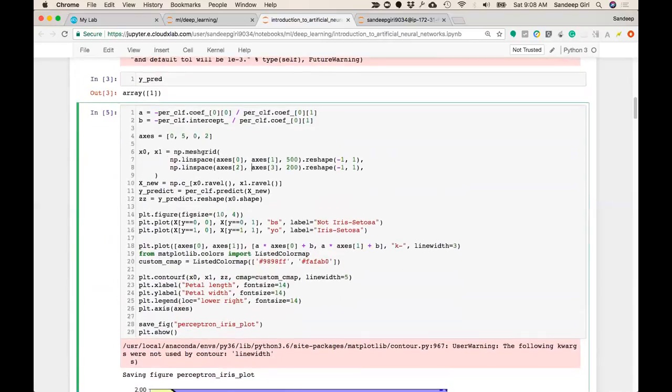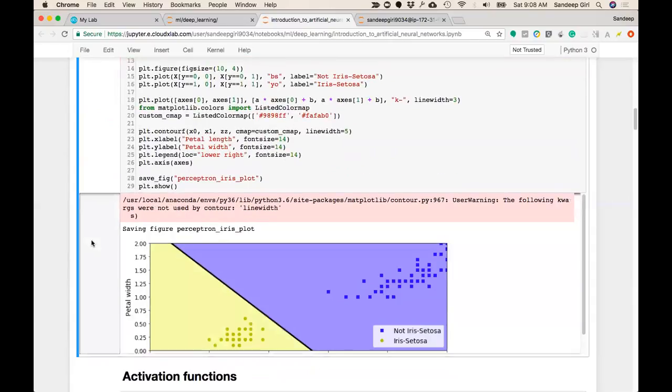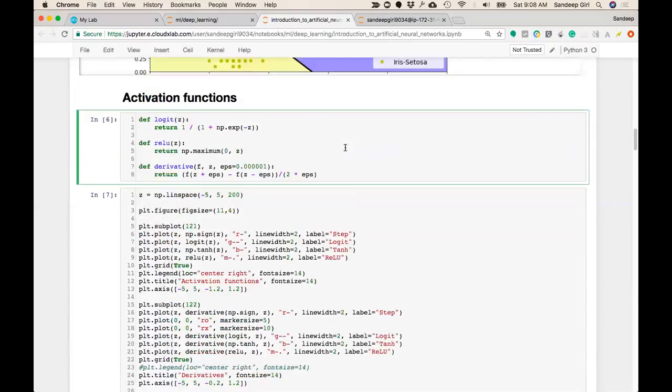This was the classification that we did earlier on Iris and Setosa. So these are called activation functions, again, whatever we were discussing earlier. You can see this is called the logistic function, which is 1 by 1 plus e to the power minus z. And ReLU, you can see.